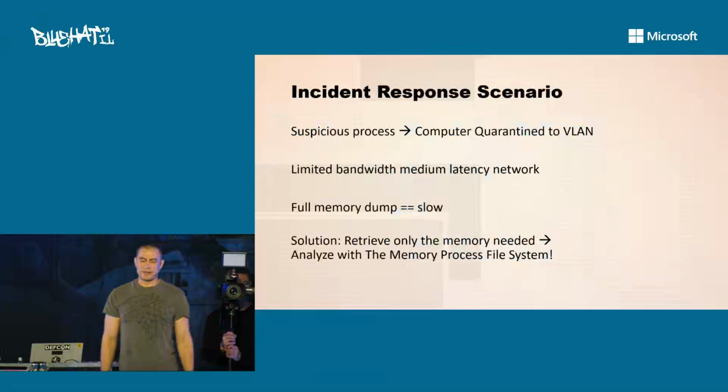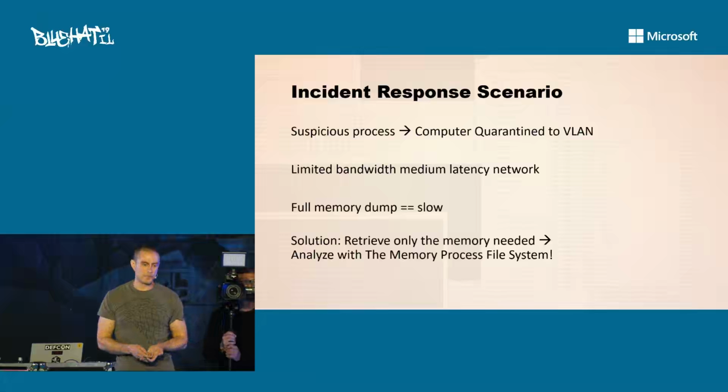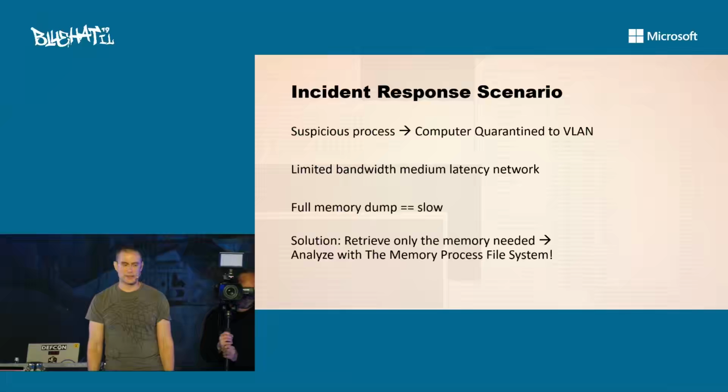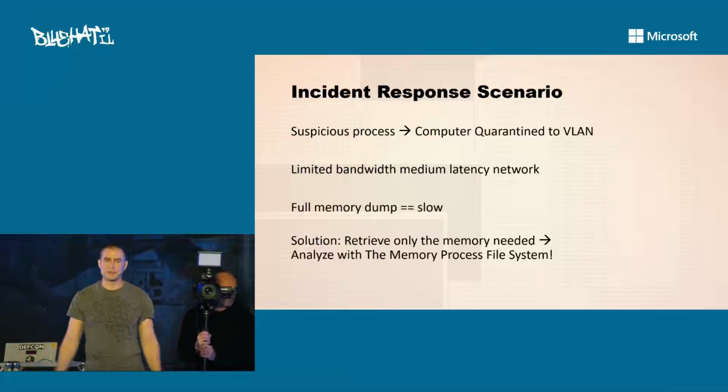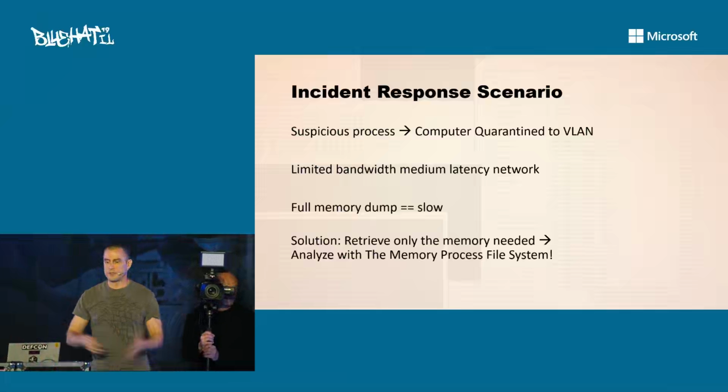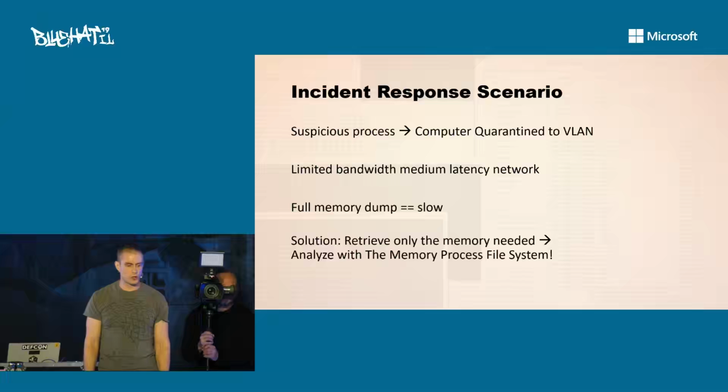And if we connect everything together here, we might have some incident response scenario. For example, we may have a suspicious process on a computer that is quarantined to a separate VLAN, but we might have limited bandwidth to that computer, and we might even have some latency over the network. And a full memory dump of a big system with a lot of RAM in it, it's just horribly slow to do that over the network.